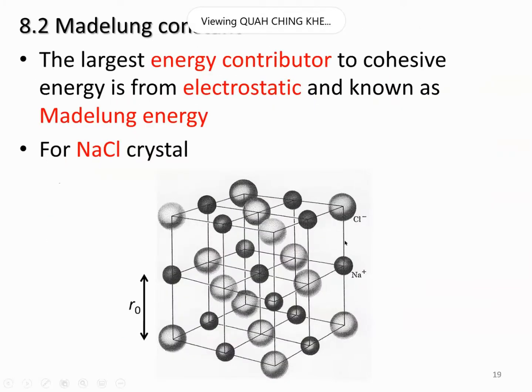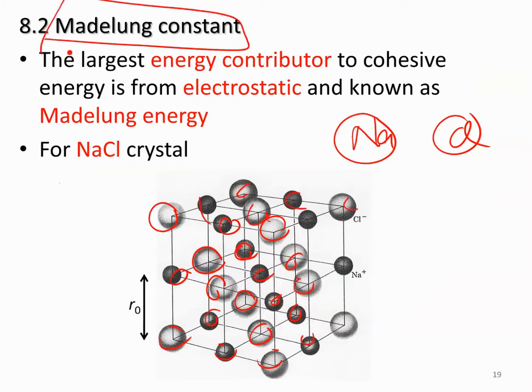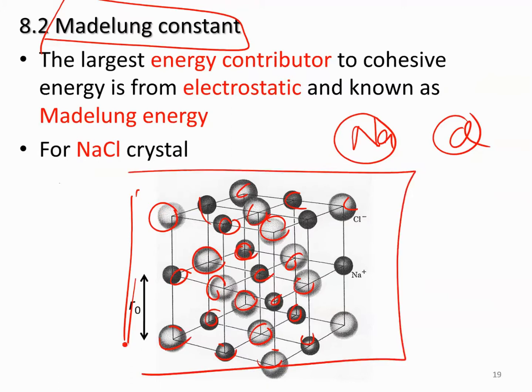Just now we have discussed the cohesive energy of a pair of Na and Cl atoms, right? Now we know that in the solid state of sodium chloride, the salt, there are many Na and many Cl in the solid state. Okay, so now the Madelung constant is a way to calculate the cohesive energy or other energy, the Madelung energy, through the whole picture. The whole picture means the whole unit cell.